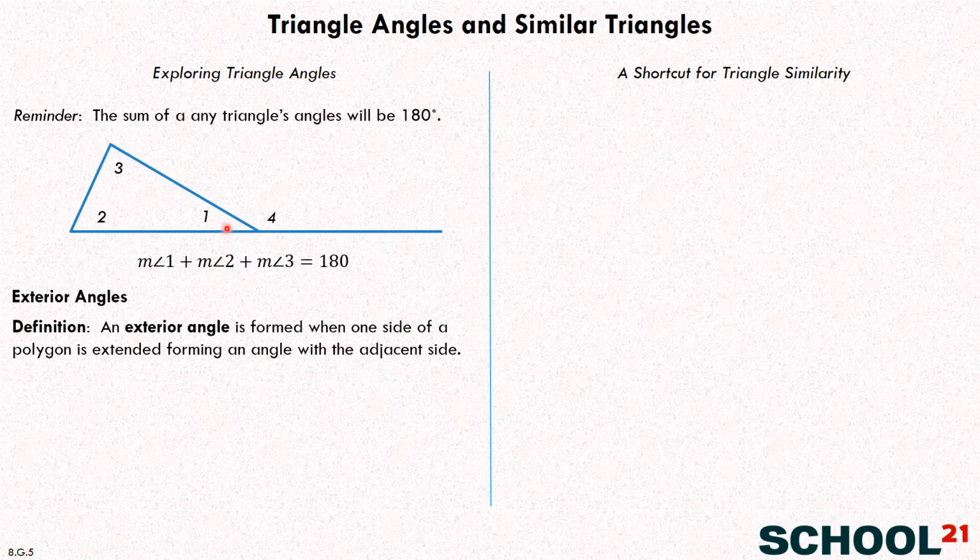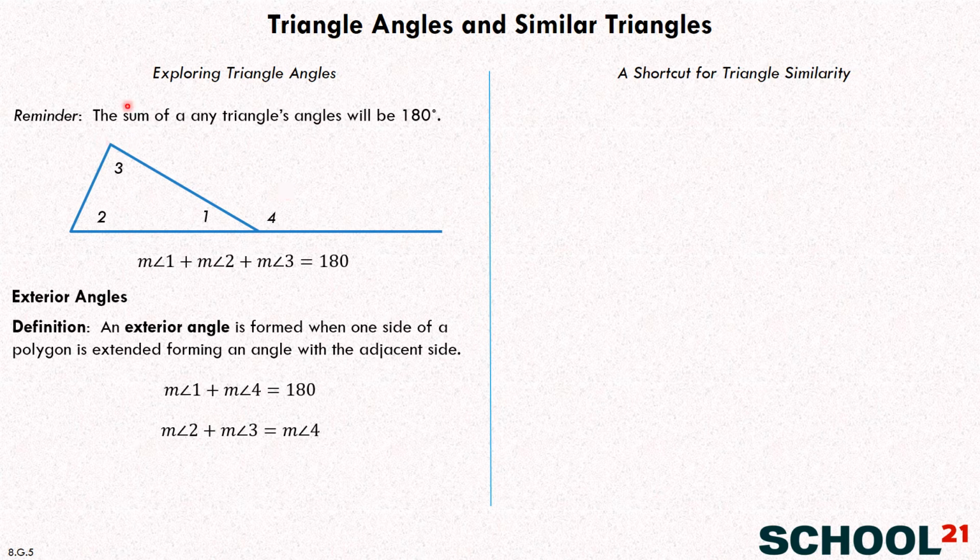Now what's interesting is angle 1 and angle 4 are supplementary angles, right? And we know that supplementary angles always add up to 180. So we can write that here. Measure of angle 1 plus measure of angle 4 equals 180. But wait a second. Measure of angle 1 plus measure of angle 2 plus measure of angle 3 was also 180. So measure of angle 1 plus this thing is 180. Measure of angle 1 plus this thing is 180. So those two things must be the same, right? And we can write that. We can say measure of angle 2 plus measure of angle 3 equals measure of angle 4. Well, that's really interesting, isn't it? So here we have these two angles inside the triangle here are equal to this exterior one over here.